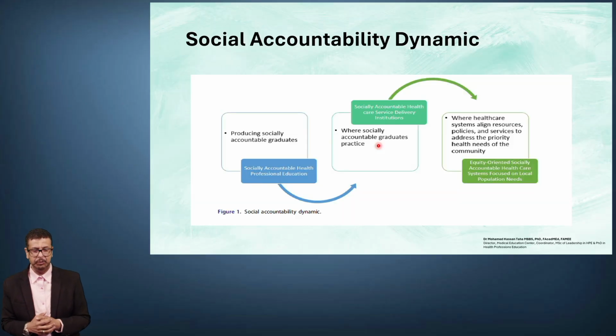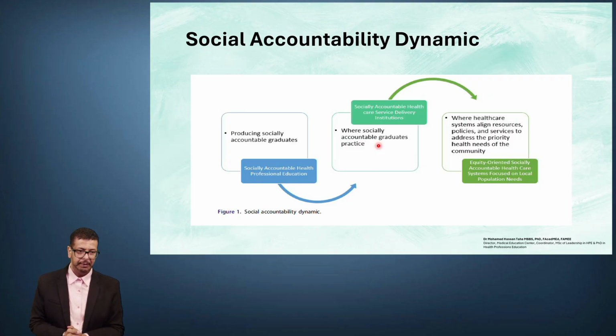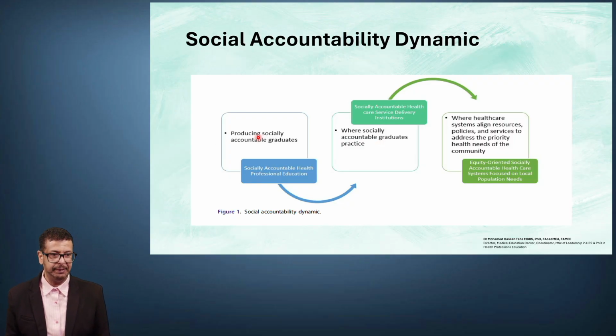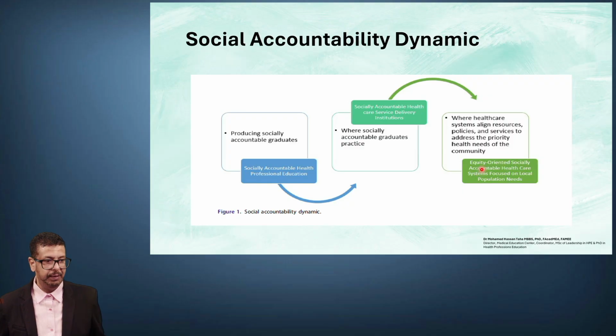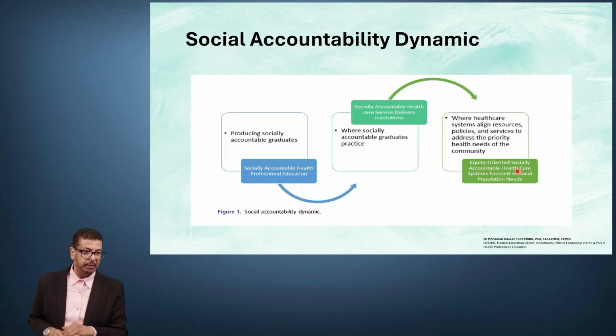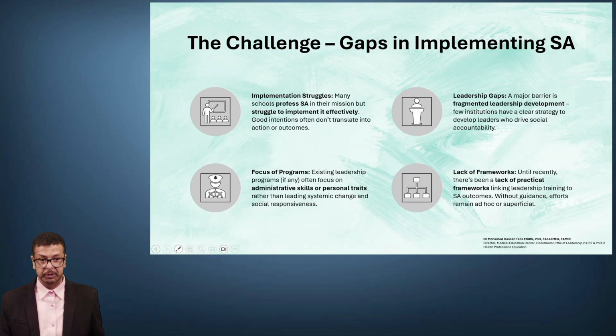And it is a dynamic between the socially accountable health professional education, producing socially accountable graduates. They go and work in the health system where socially accountable graduates practice, and then it leads to socially accountable care delivery institutions, and where healthcare system aligns resource, policy, and service to address the priority health needs of the community. Then we have equity-oriented socially accountable health care system focused on local populations needs.